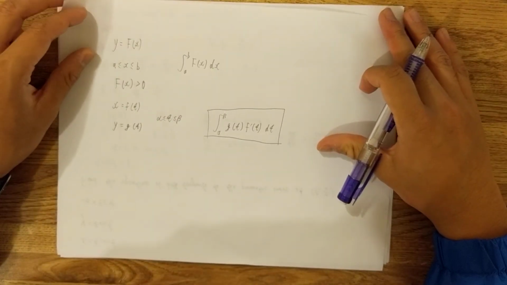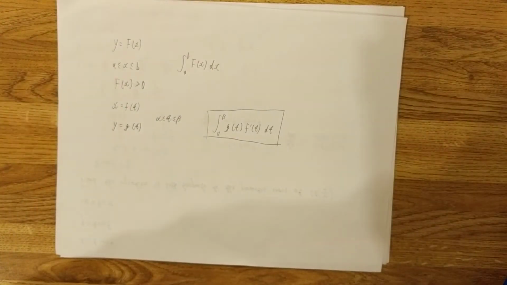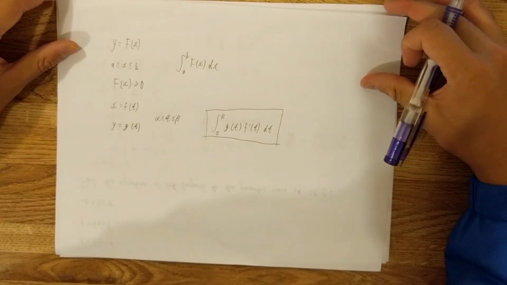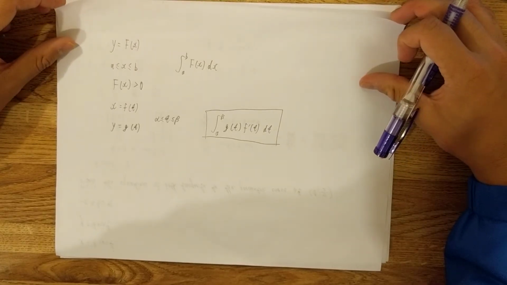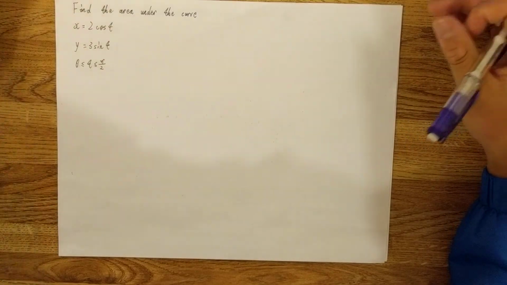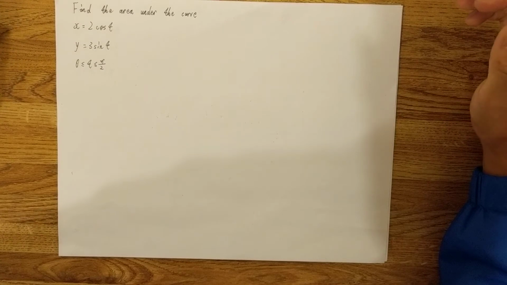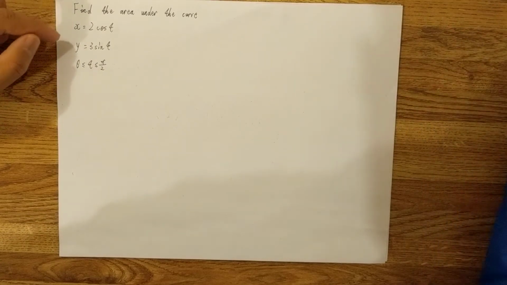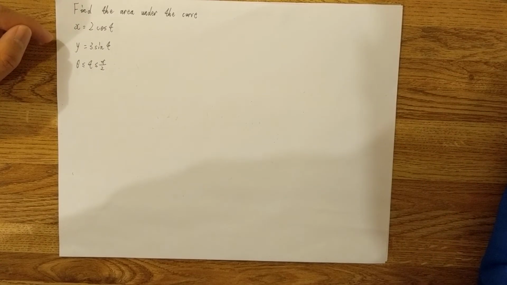Maybe you want to take notes, so I'll wait for a second. Alright, now let's go to the example. The first one, find the area under the curve x equals 2 cosine t, y equals 3 sine t over the interval from 0 to pi over 2.